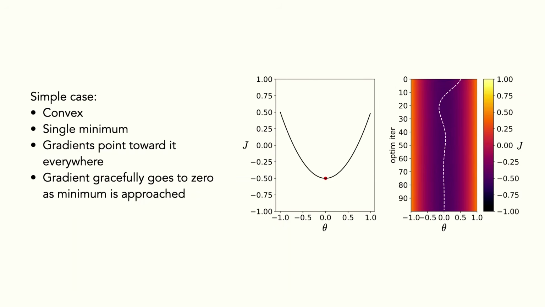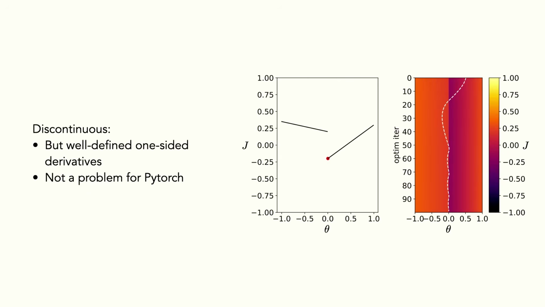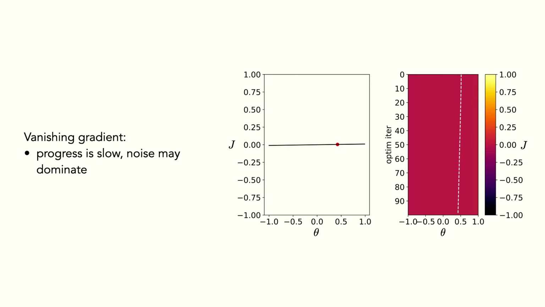So something like this is maybe the simplest case. This is a case that if you're a theoretician is really great because you can assume convexity. You have a single minimum, all the gradients point to it everywhere, and the gradient will gracefully go to 0 as the minimum is approached. Here, we have a discontinuity, but it's well defined in terms of the derivatives on both sides of that discontinuity, and this is not a problem at all for PyTorch.